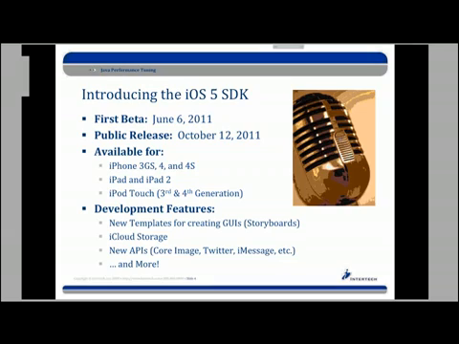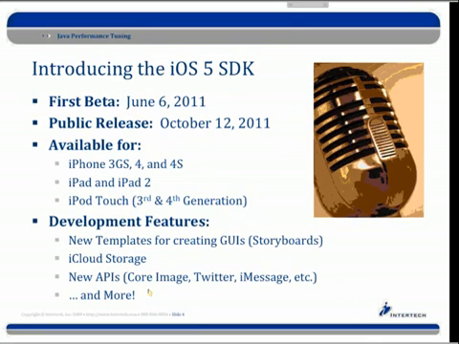Storyboards, as I mentioned, is probably my favorite new feature, and that's what we'll go over coming up next. iCloud storage I mentioned, but there are also a lot of new APIs that I won't be covering in this class, but I want you to be aware of. Core Image is some new functionality for affecting graphical images, which is very cool and really worth looking into. There's the Twitter API. With iOS 5, it's really easy now to take information from other applications and send it right to your Twitter feed.